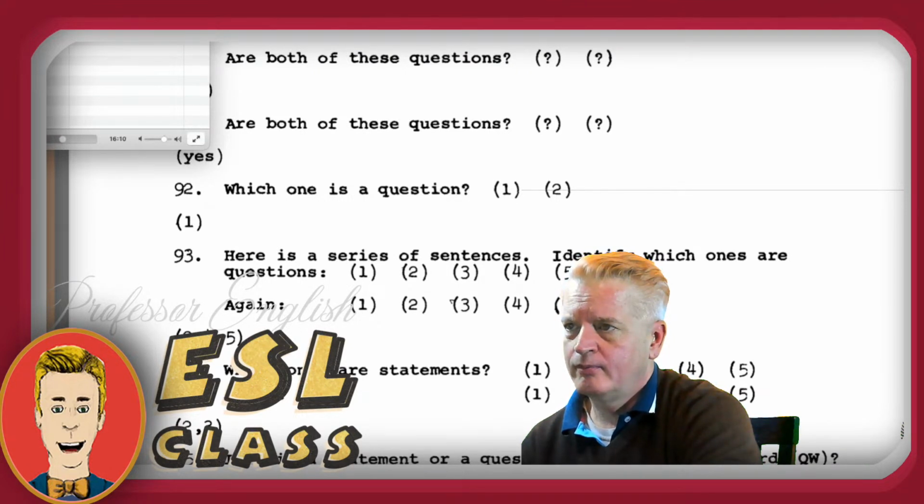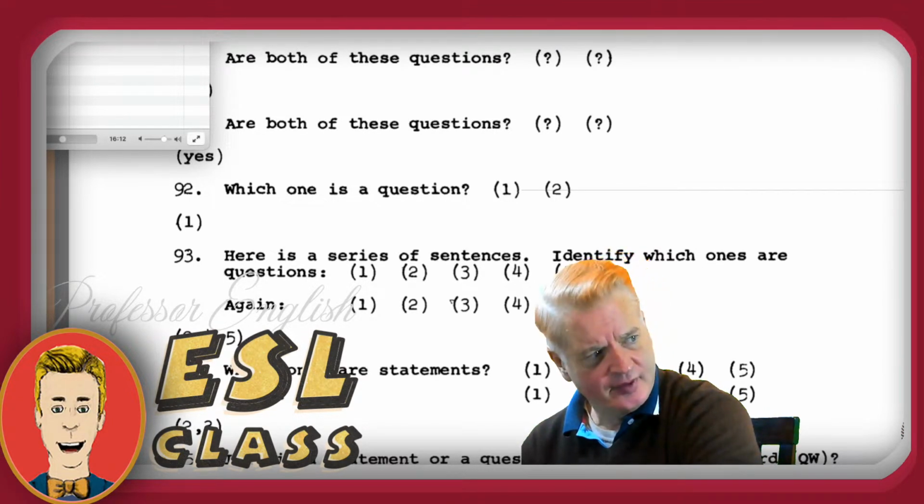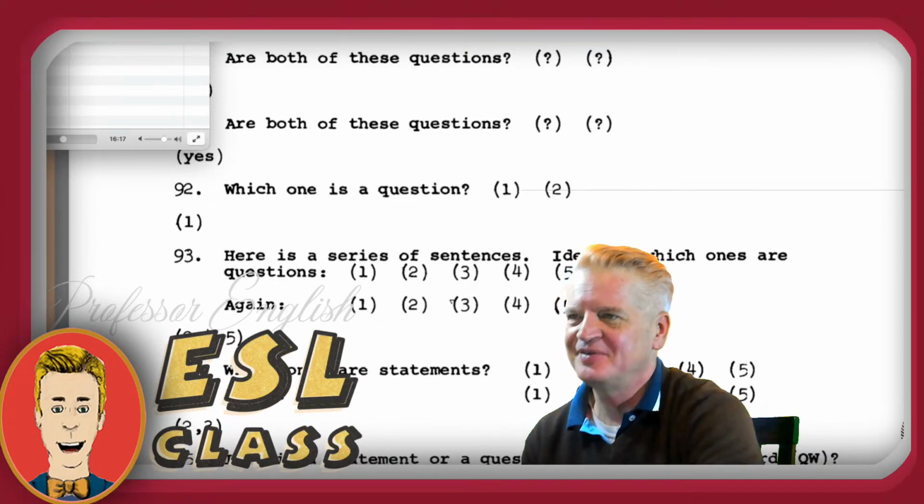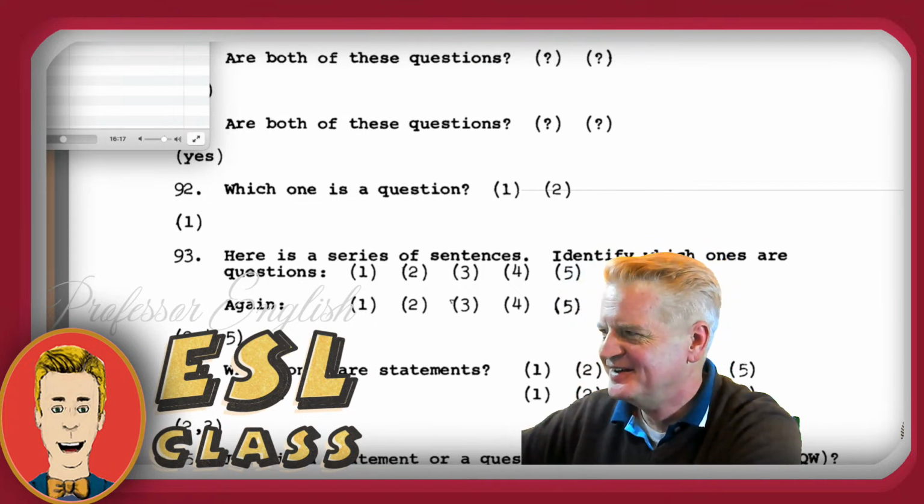92. Which one is the question? Number 1. Wo sind Sie? Number 2. Da sind Sie. It's number 1. I'm sorry, I cut it off. I'm still getting used to doing this. All right. Try better next time.